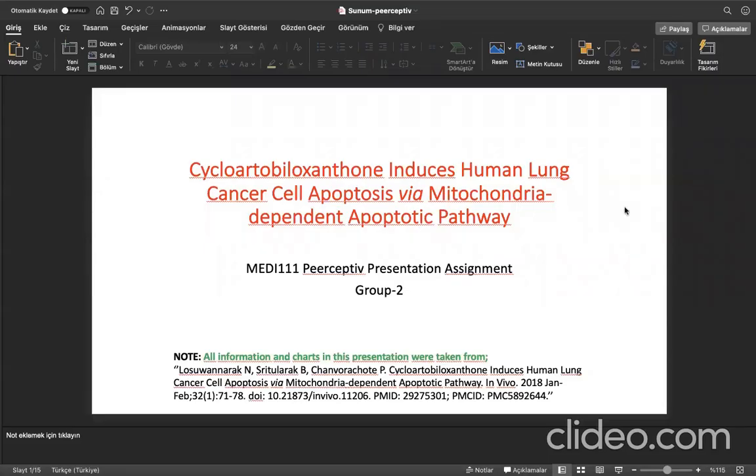Hi, I am going to present the article Cycloartobiloxanthone induces human lung cancer cell apoptosis via mitochondria-dependent apoptotic pathway.